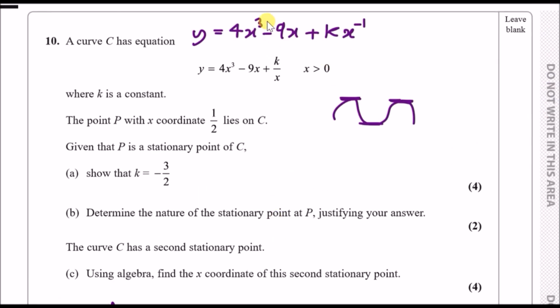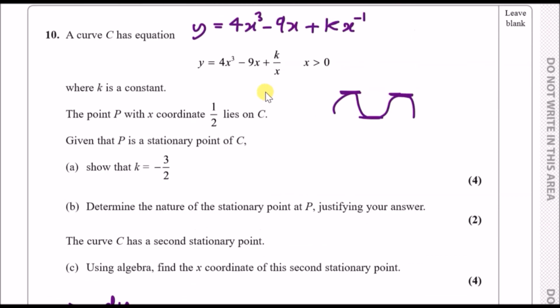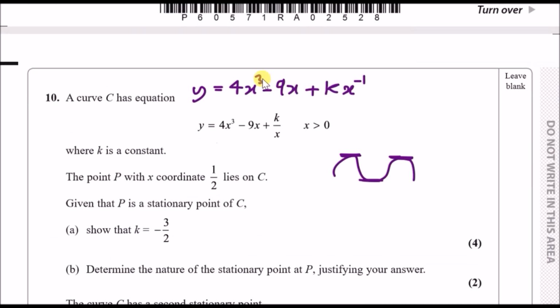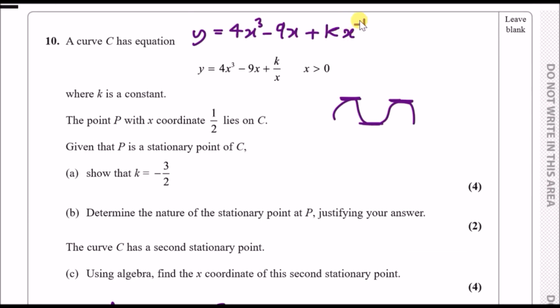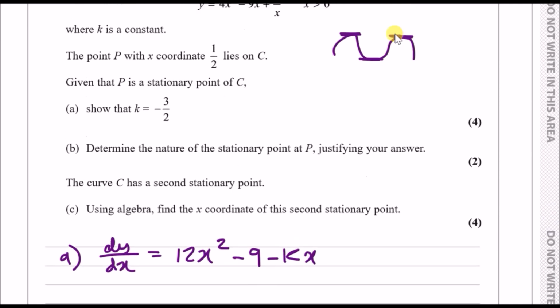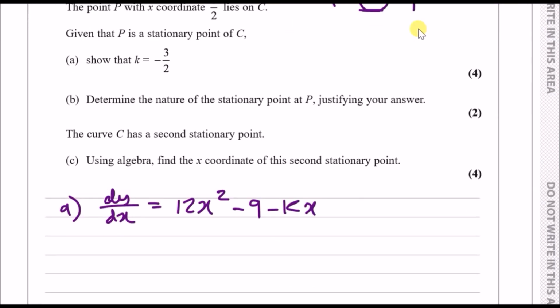The rule to differentiate is that you just have to drop the power. So it'll be 3 times 4, which is 12. And then subtract the power by 1. 3 take away 1 is 2. For the next part, if you're left with just an x, that vanishes, so you get minus just 9. And again, for this one, you drop the power down, so it'll be minus 1 times k, which is minus k x, and subtract the power by 1. Minus 1 take away 1 is minus 2. Okay, so this is good.